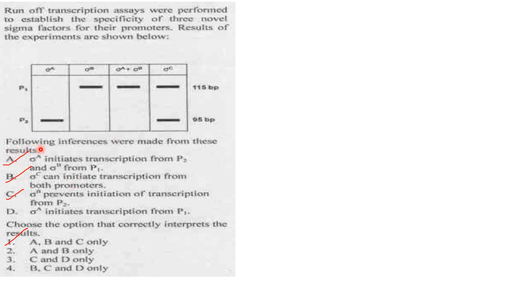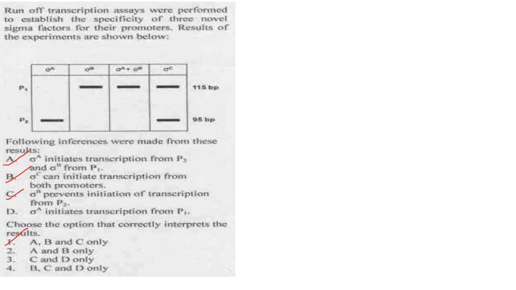So we will read the inferences now. Sigma A initiates transcription from P2 and sigma B from P1. That is correct. A is correct. Then sigma C can initiate transcription from both the promoters. That is also correct. Sigma B prevents initiation of transcription from P2. That is correct. That is why in sigma A plus B, sigma A cannot bind to P2.